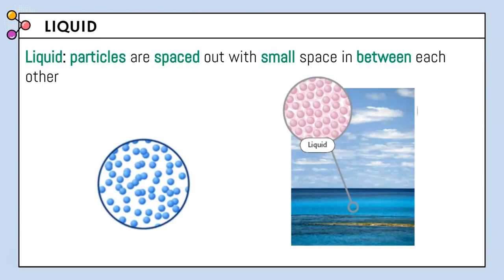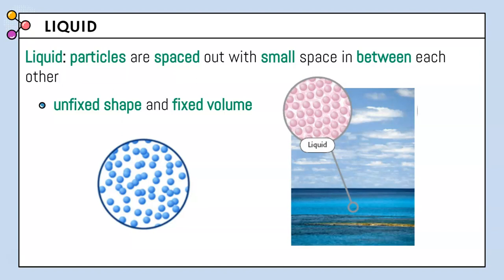And liquids are when particles are spaced out, but with small space in between each other. And for a liquid, they have an unfixed shape, but they have a fixed volume. You can change the shape of the liquid without changing it altogether. Like, you can take some lemonade from a pitcher and pour it all into a cup.